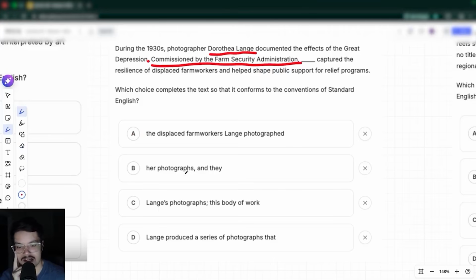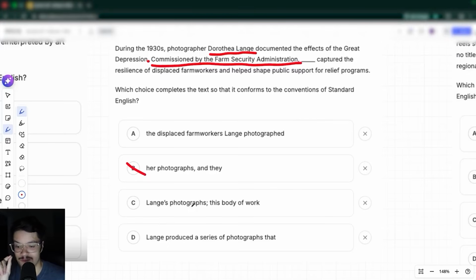Her photographs. This might be a little bit confusing, but we're not saying here that the photographs were commissioned. Again, it's talking about a person who the FSA went to and said, hey, do this thing. They didn't go up to a photograph and say, hey, photograph, do something. They went up to a person. So that would also be wrong.